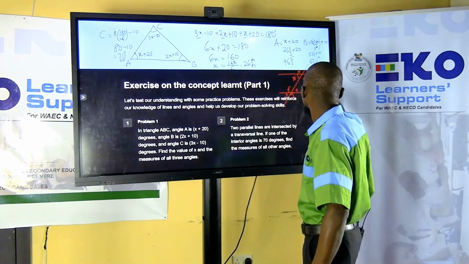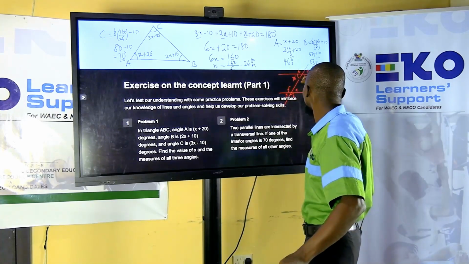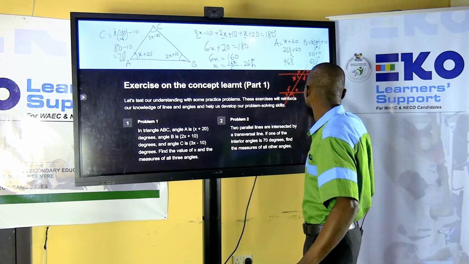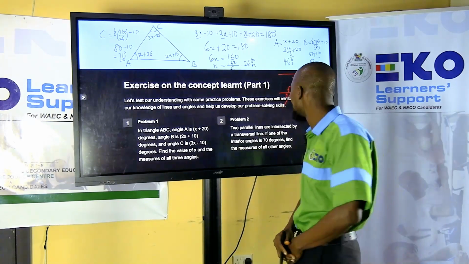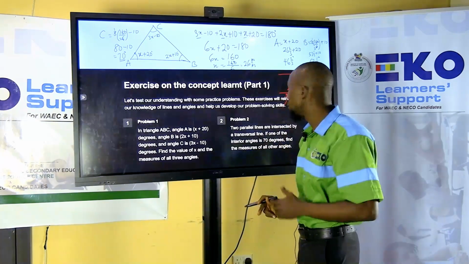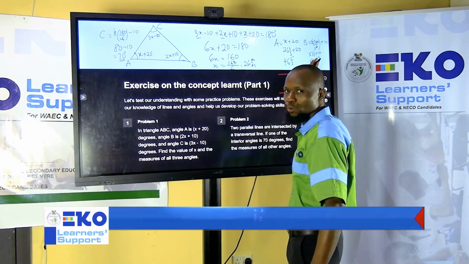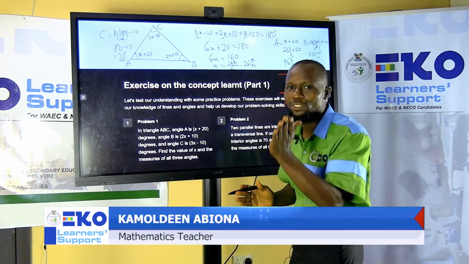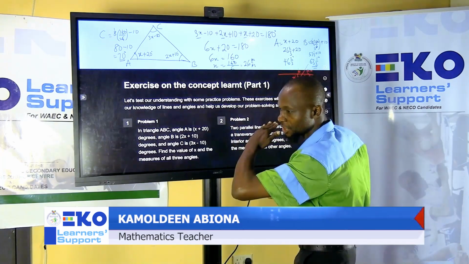Okay, so this is A. Don't forget the concept of vertically opposite angle. So angle A is 70 degrees. Vertically opposite angle, X angle. Now, from here, this is angle on a straight line. Sum of angles on a straight line. A straight line is not necessarily horizontal. It can be vertical, it can be oblique.